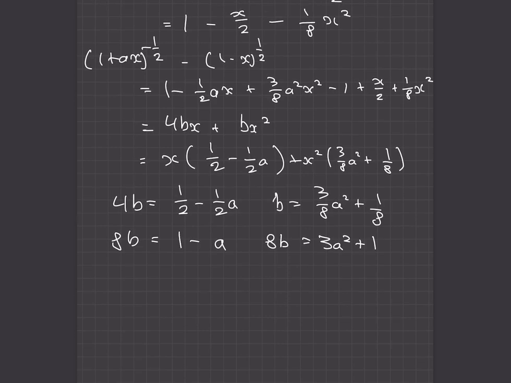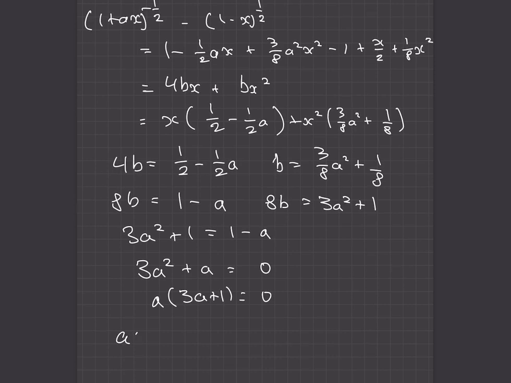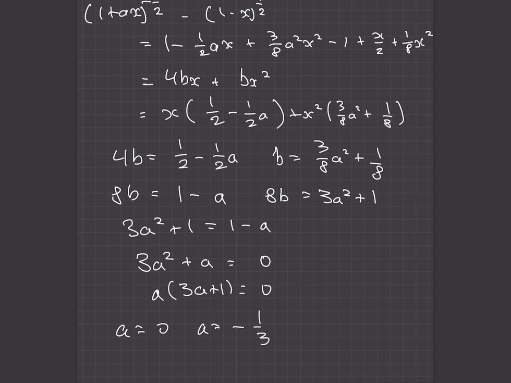These are linear equations. Although, okay, we do have a squared, so I guess not. But we just equate these two things because they're both equal to 8b. So we have 3a squared plus 1 equals 1 minus a. That means we have 3a squared plus a is equal to 0. So that means a of 3a plus 1 equals 0. So either a is equal to 0 or a is equal to minus 1 over 3.